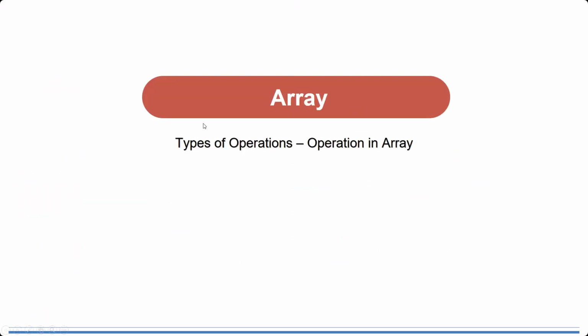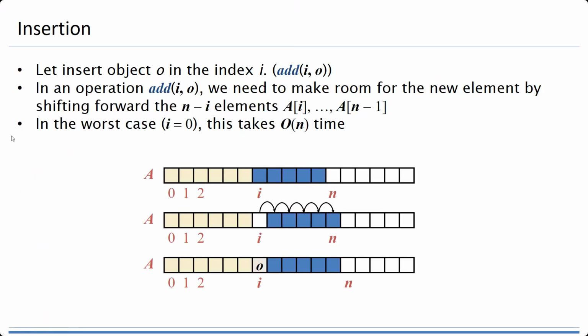Now, the array has operations. First, it is about insertion. Let's insert object O at index I. So I want to insert object O at index I. In the operation insert(I, O), we need to make room for the new element by shifting forward the n minus I elements.